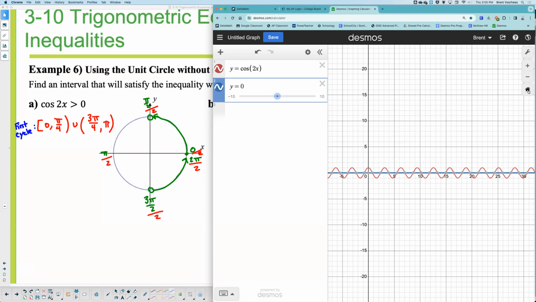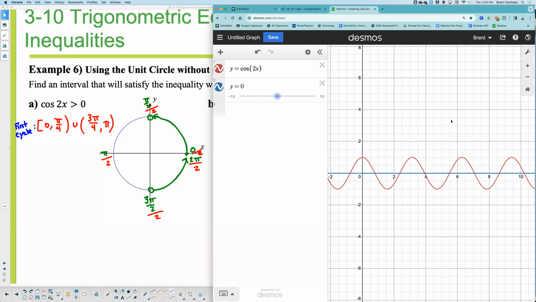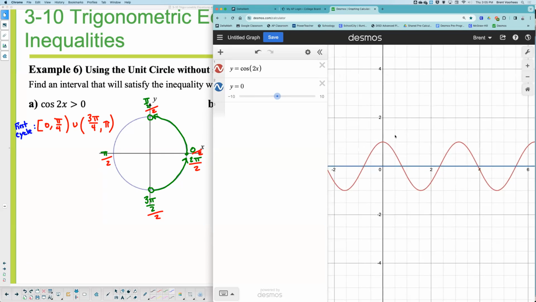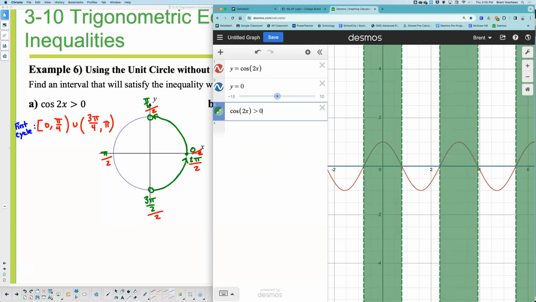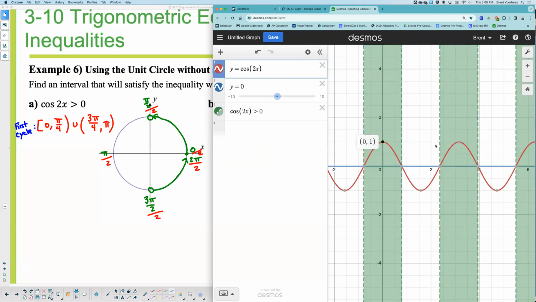I need to zoom this in. If I zoom in here, I want to know where I am greater than 0. The other thing that's nice about Desmos is I can type in the equation as they gave it to me: cosine 2x is greater than 0, and it'll shade in the area. Notice that on the first cycle, I would be looking between this maximum and this maximum, which is between 0 and pi.